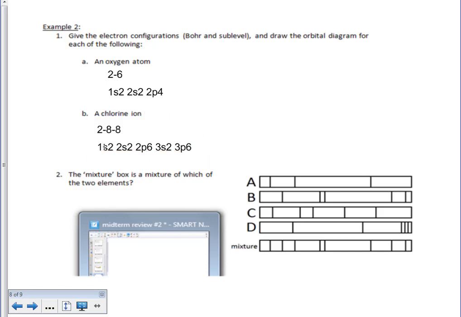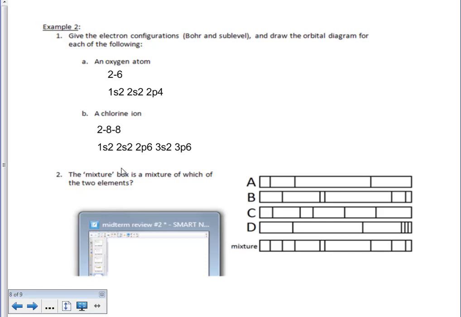If we were to count this, we have 1s2, so we have our 2 electrons here. We have 2s2 and 2p6, so 6 and 2 gives you 8, which correlates to that 8. And then you have 3s2, 3p6, so 6 and 2 gives you 8. Remember, this is an ion. We know that non-metals form negative ions, therefore they pick up electrons. That's why this is 2-8-8, the same exact electron configuration as argon.